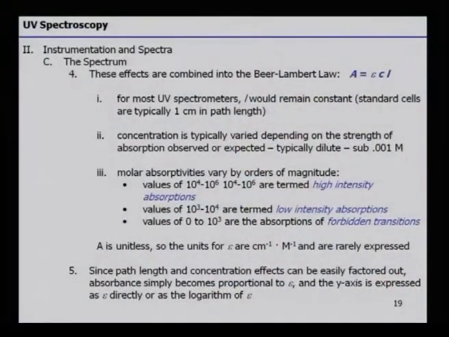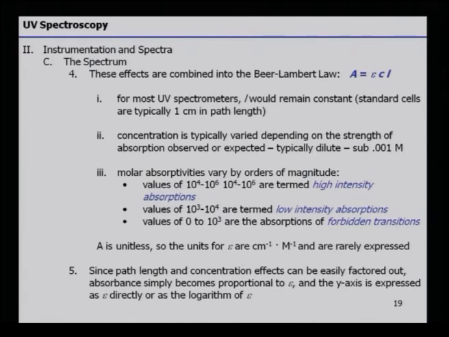These effects are combined into Beer-Lambert's law: A is equal to molar absorptivity times concentration times path length. For most UV spectrometers, path length would remain constant. Standard cells have a typical path length of 1 centimeter. Just a while ago I told you concentration is typically varied depending on the strength of the absorption, and a typical dilution should be 0.001 molar, not more concentrated than that.